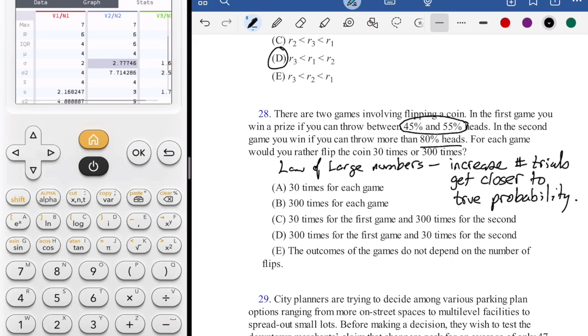So for each game, for the first game, I'll win the prize if I have as many attempts as I can get. And for the other one, I want to have as few attempts, because it's going to regress to the mean. So I want 300 for the first game, and for the second I'd like 30, I guess, but I'll take something even smaller, like 10, 5, as low as I can get. So choice would be D.